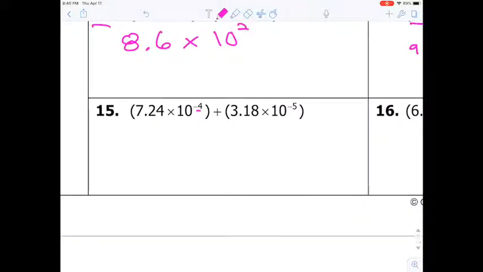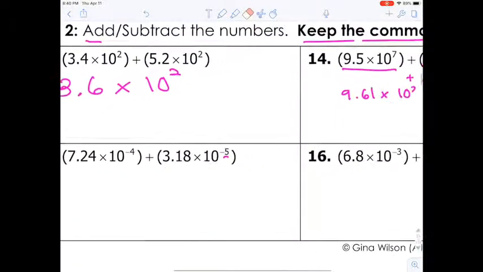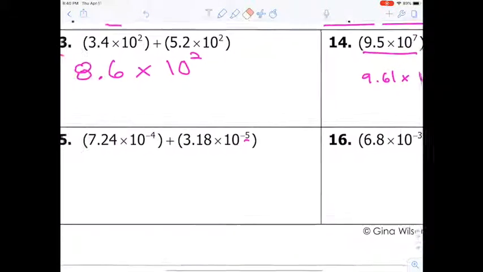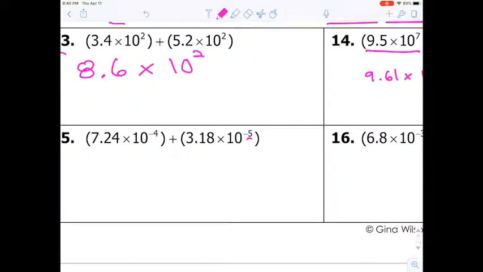So we have -4 and -5. I'm thinking, okay, if I made this -5, I'd be making that smaller, and I would need to make this 72. Oh, too big. No good, okay? So if I'm doing that, that means that I need to make this -5. We need to make it -4.